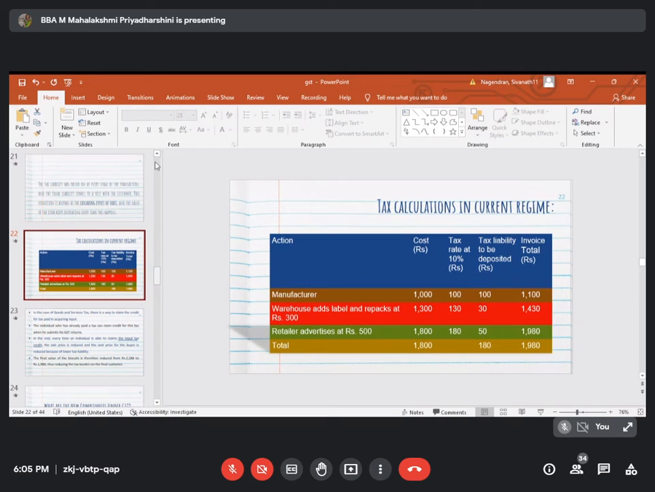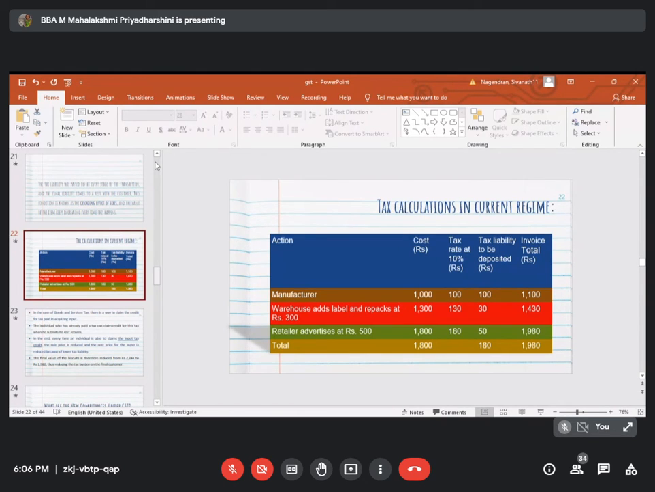Again it is moving on to the retailer. He is spending some 500 for advertisement, so now the cost of the product is 1800. Is it clear, ma'am? So on 1800, I charge 10%. Actually it is 180, but how much of that 180 has already been paid? 130. 130 has been paid. So only 50 rupees have to be deposited as tax.